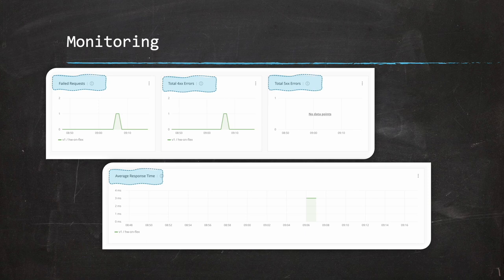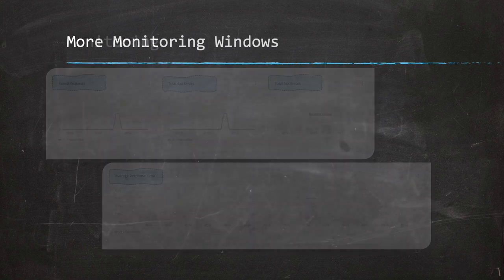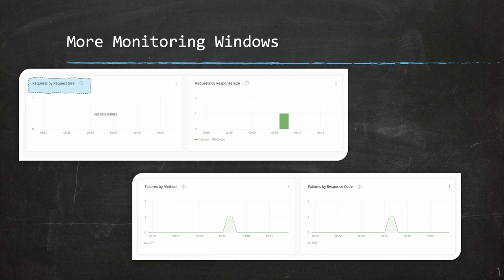The parameters like failed requests, 400 series errors, 500 series errors, average response time, all are monitored from the Mule control plane. You can also observe and monitor request sizes, response sizes, failures by methods, specifically the get, post, and put methods and so on, and also monitor other parameters too.